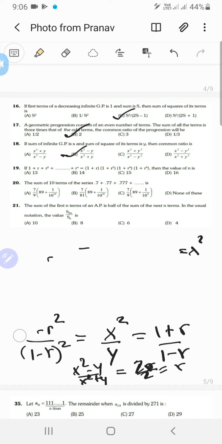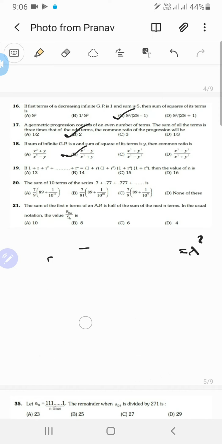Okay, the next question is, if 1 plus r squared all the way to r to the n, so there are n plus 1 terms in this, is equal to (1 plus r) times (1 plus r squared) times (1 plus r to the 4th) times (1 plus r to the 8th), then the value of n is... wow, what do we do with this?